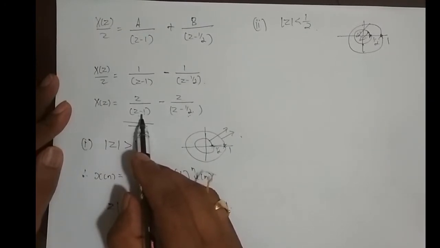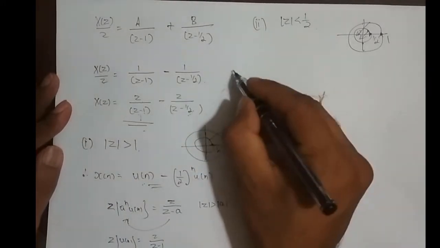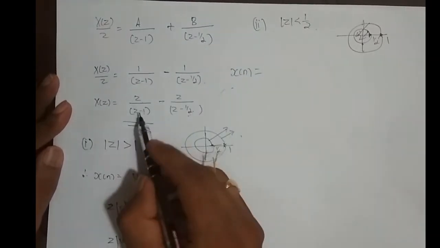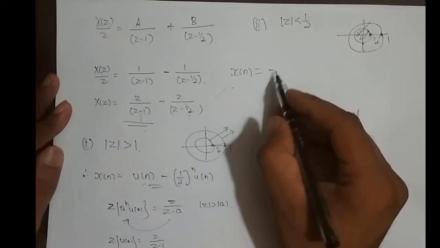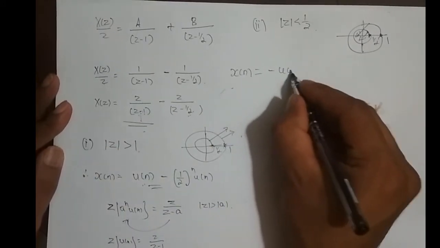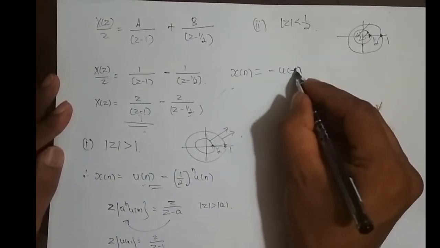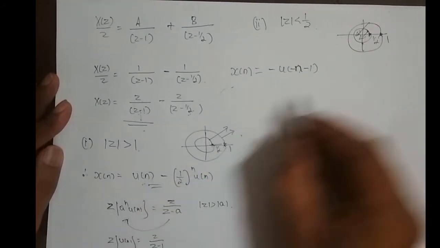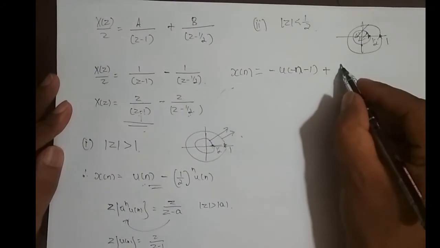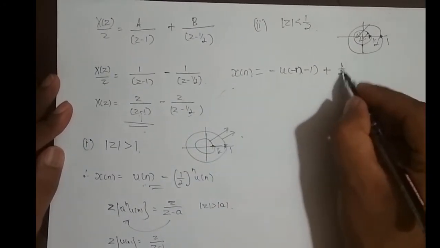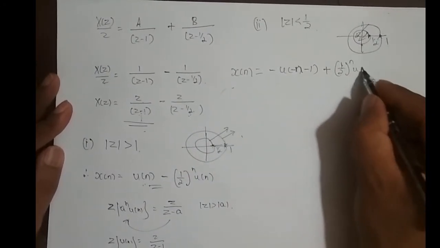Left sided sequences, right? So what is x[n] now? What is the inverse transform of this if it is a left sided sequence? Since I have plus, this has to be minus. Minus u[-n-1], and I have minus, so I have to put plus. And what is the inverse transform of this? (1/2)^n u[-n-1].